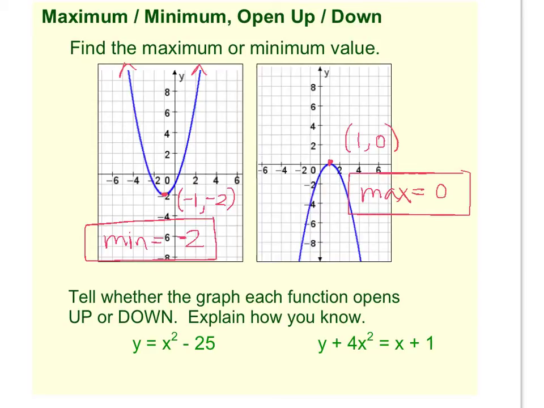So any graph that opens up will have a minimum, any graph that's opening down will have that maximum, and then how far down the graph goes or how far up the graph goes will be the y value of that vertex.